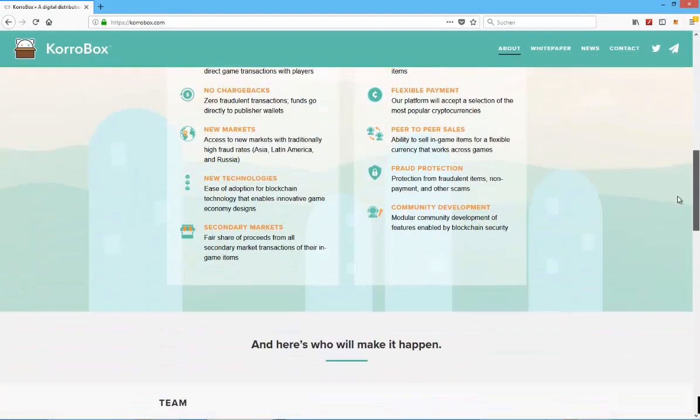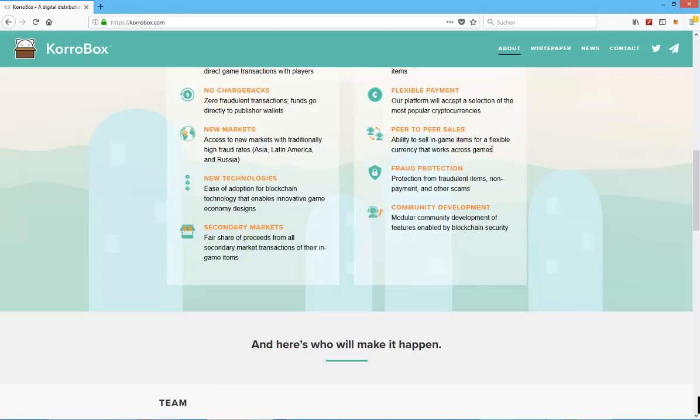And eventually, as they say already on the website, if they also try to adapt using a different cryptocurrency, I think it just helps the whole idea and the whole product KorroBox grow, because more people again will be able to actually use it. What's also quite important: peer-to-peer sales, ability to sell in-game items for flexible currency that works across games. As I said before, if they have this kind of major platform that the majority is using, optimistically speaking, then you can use this platform as well to sell your in-game items, trade them, and get a decent amount of cryptocurrencies back, which you then can turn back into fiat currency, which is always a great idea. Again, it will depend on how successful KorroBox will actually get.